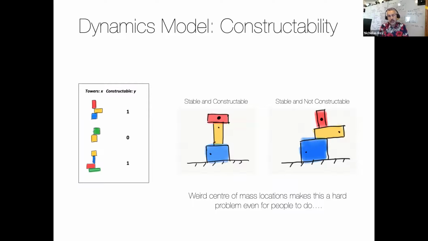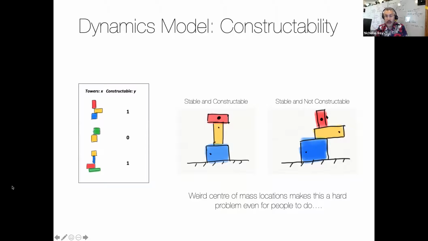So that means that if we have a tower that's constructible, all the sub towers under it also have to be constructible. And again, we're going to say that there's a latent property here that might be weird centers of mass that makes this a hard problem even for people to do. So this is stable and constructible right here because the centers of mass all line up nicely. This, just to make it clear, is stable but not constructible.